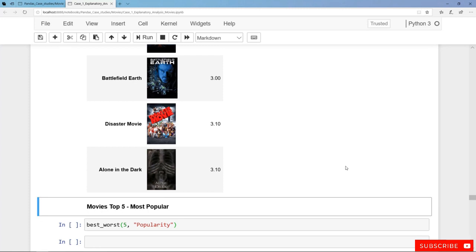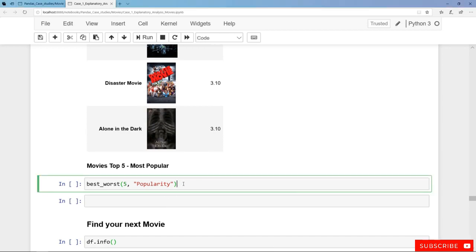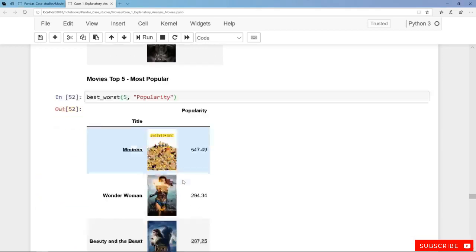And last but not least, we can also get the 5 most popular movies. And actually, popularity is measured by a combination of criteria like searches, site visits, number of votes, DVD orders, or how many people watch the trailers and so on. So let's have a look here. And here we get the Minions.